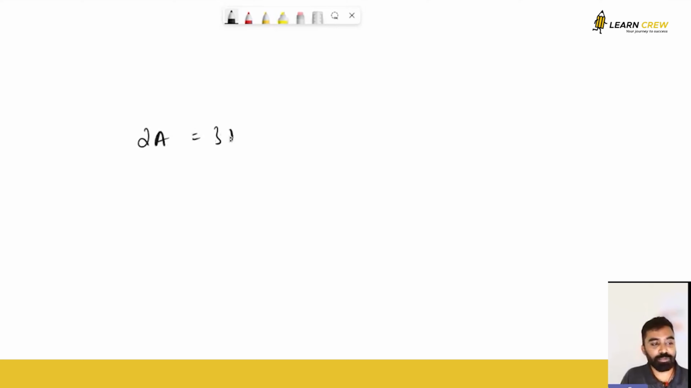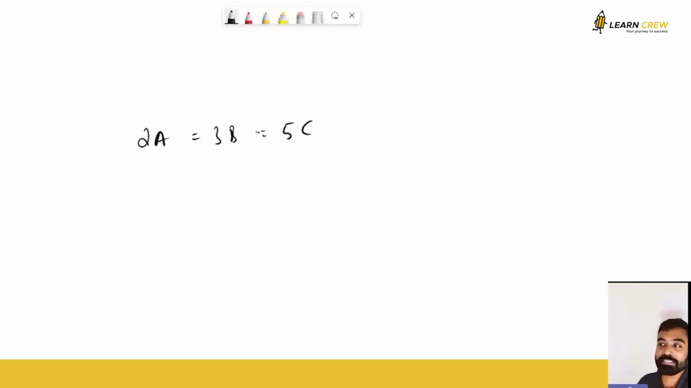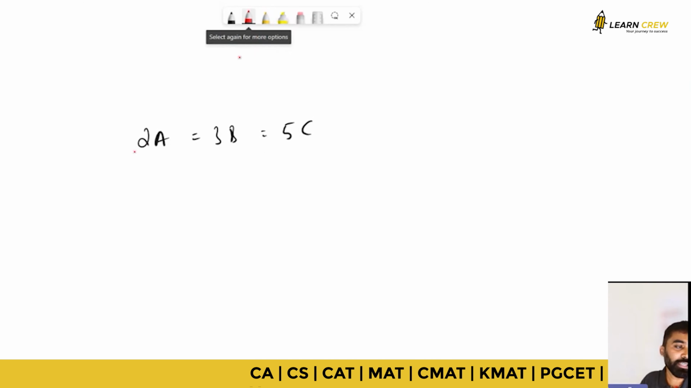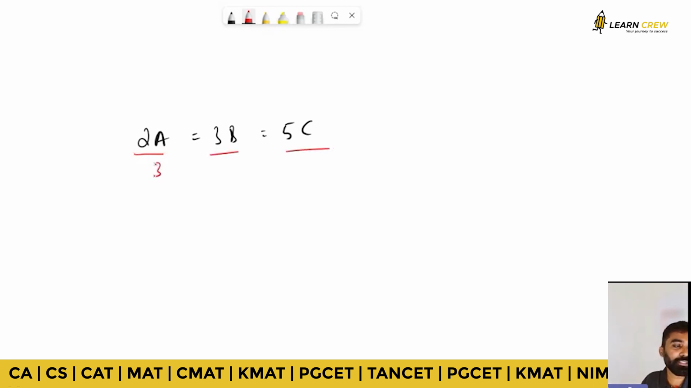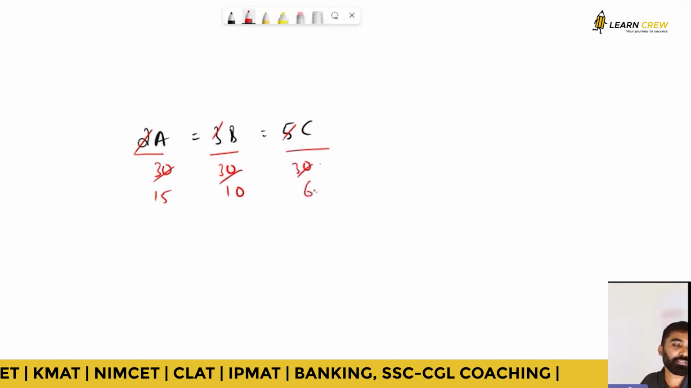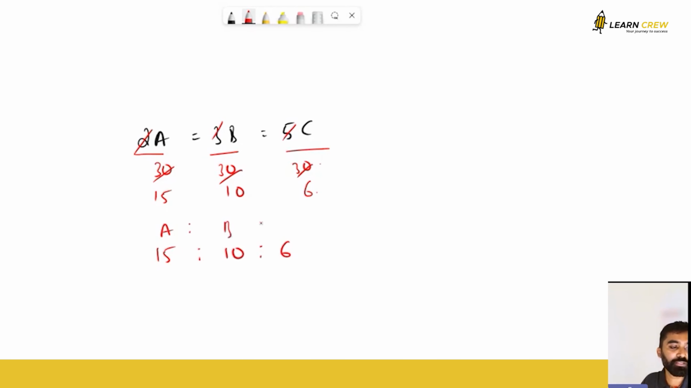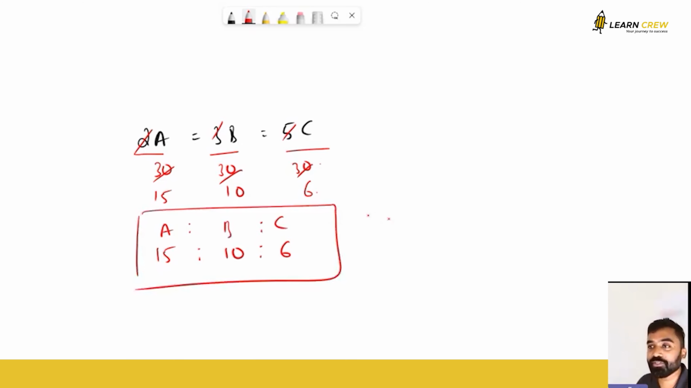Now look, the given question is 2A equal to 3B equal to 5C. Here also you need to find out the LCM of these three. What is the LCM of these three numbers? 30 is the LCM. Okay. So can you divide all these by 30? If you divide, this becomes 15, this becomes 10, this becomes 6. So the ratio of A to B to C is 15 to 10 to 6. Now this becomes your ratio.